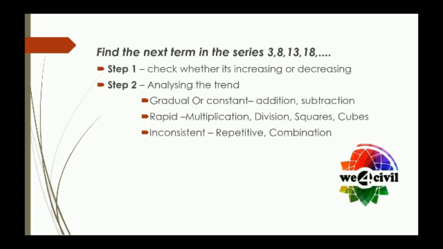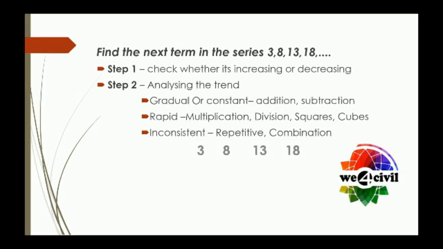After analyzing the trend, you can see whether it's gradually increasing, or constantly increasing, or rapidly increasing, or there is some inconsistency in the increase. Depending on whether it's gradual, rapid or inconsistent, we can conclude which type of series this belongs to. And all of these will be explained in the coming slides.